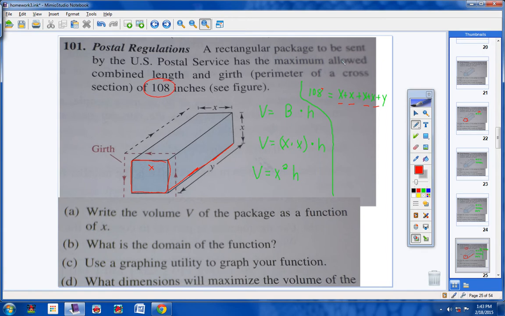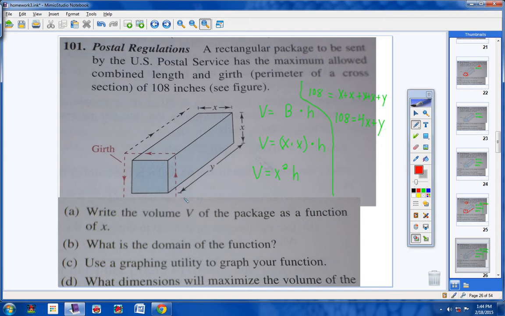Let's read it again, okay? Combined length and girth is 108. So x plus x plus x plus x plus y equals 108. So if you simplify this, you get 4x plus y. Well, Mr. Earhart, you're kind of not making any sense because we need to have an h over here somehow. You're exactly right. Now watch this.